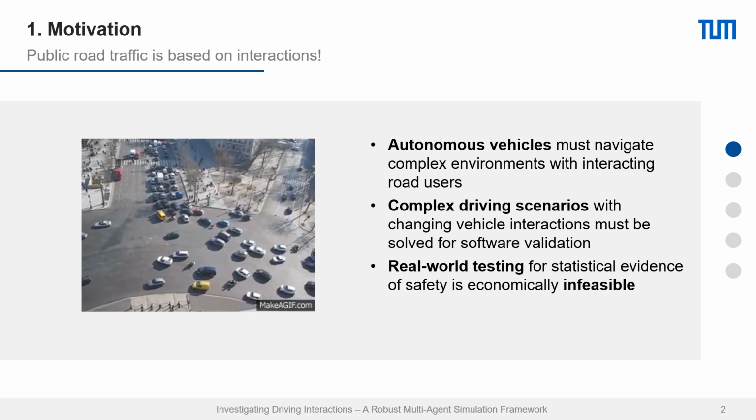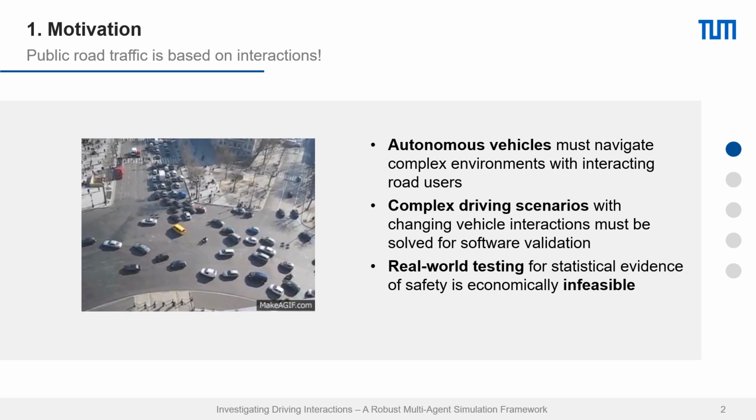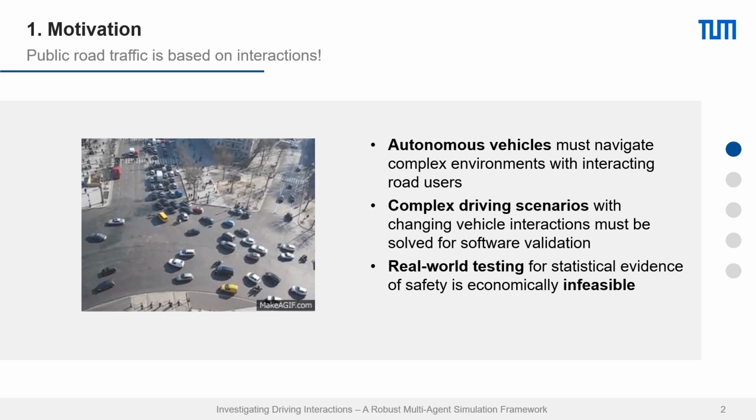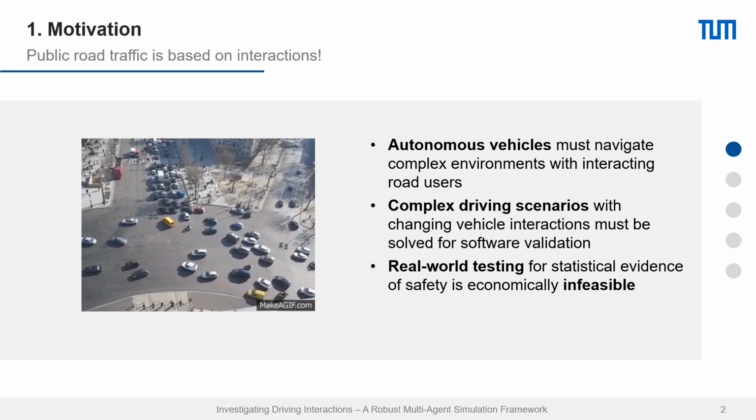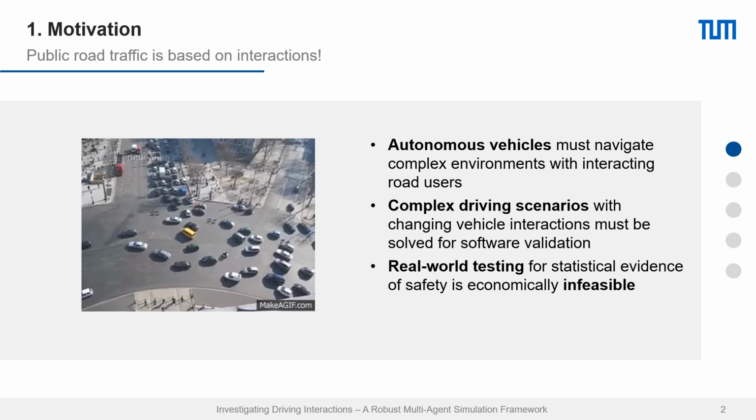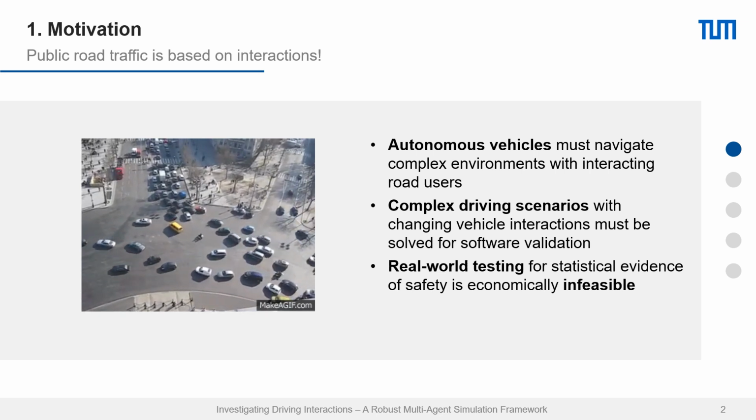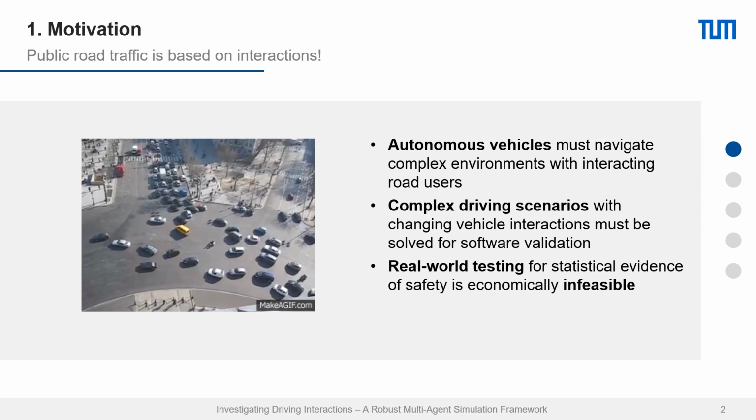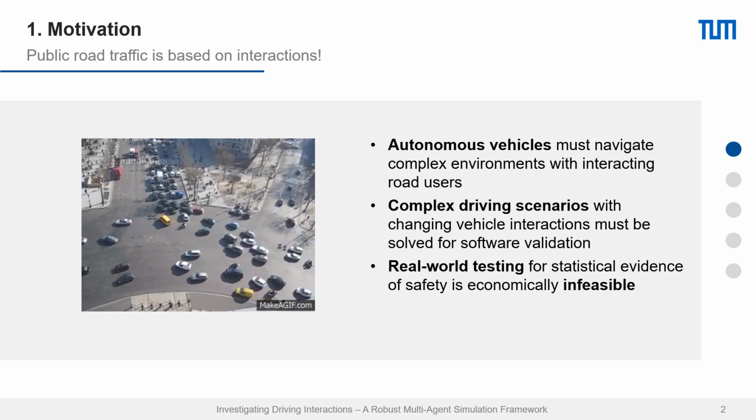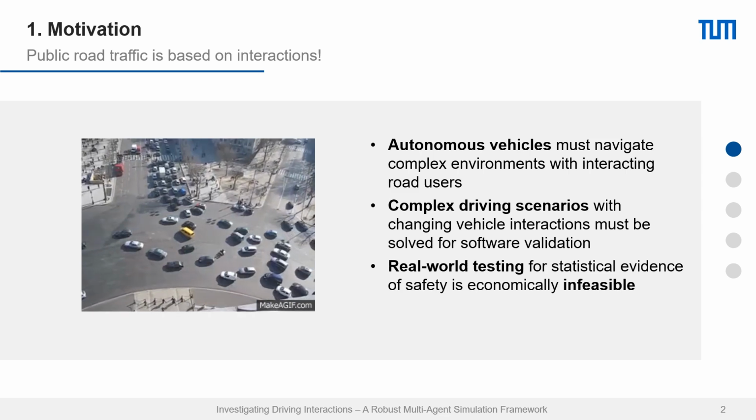If we want to achieve full autonomy on public roads, we must be able to show that the software can handle these environments. This means, for the validation of the driving software, the vehicle must be able to solve these complex scenarios. However, for the statistical evidence of the safety, real-world testing is economically infeasible, since over 1 billion kilometers of driving would be required.